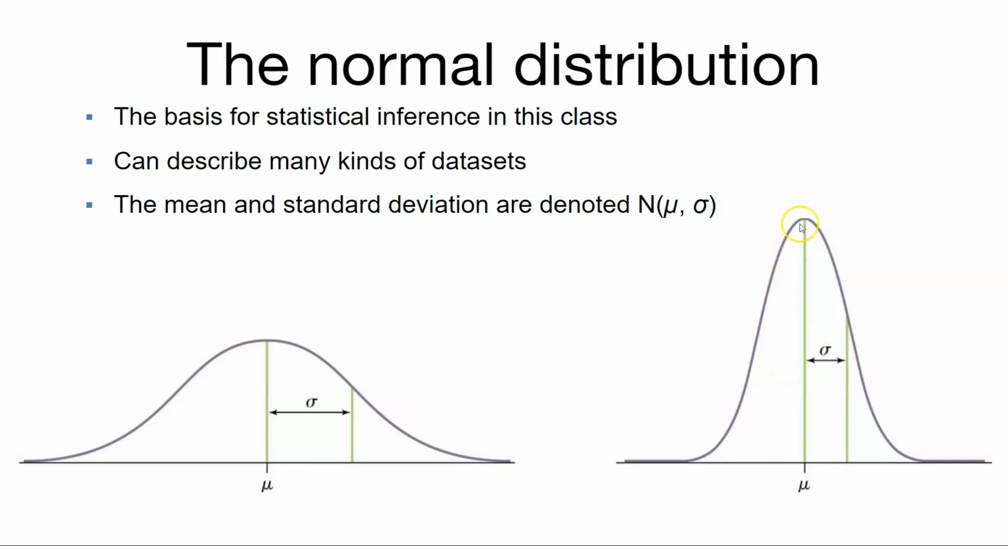And so what we see here is this graph on the right. We see a pretty narrow, or smaller, standard deviation in this distribution compared to the graph on the left, which has a wider, or a larger, standard deviation.